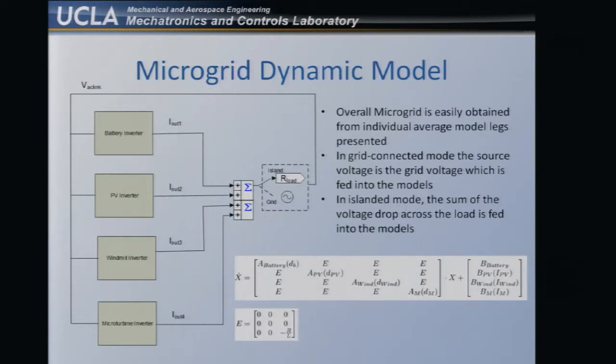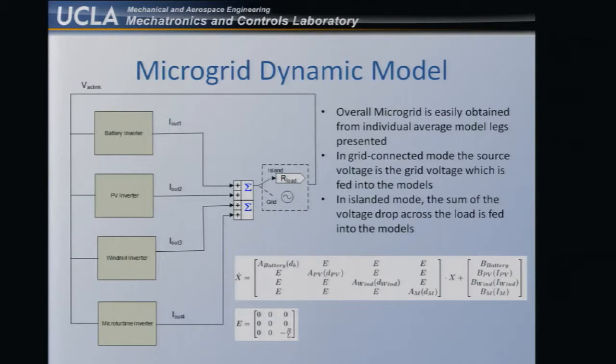Okay, but the other thing is to construct this microgrid dynamic model by combining all these components, each DER's model together, and be able to switch between the off-grid and grid-tied modes. This is the structure we came up with. You have these 4 models here, and depending on whether it's island mode or grid mode, you just need to make a switch here.